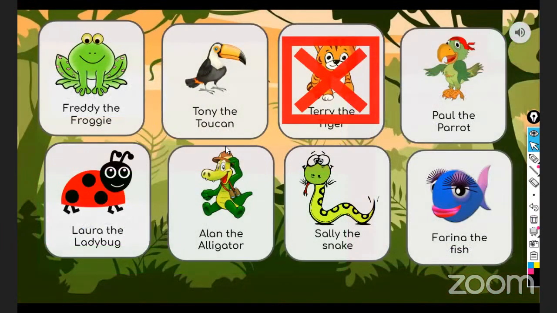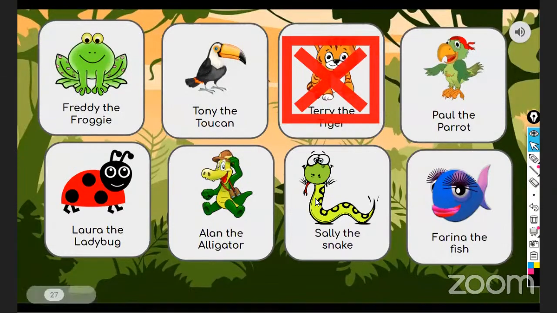Oh, we have a little break here. Well, I say a little break, a little brain relaxer here. So who do you think is next to go? Terry the Tiger is gone. Who do you think is the next to meet their doom? A lot of people said Tony for some reason. Tony the Toucan.